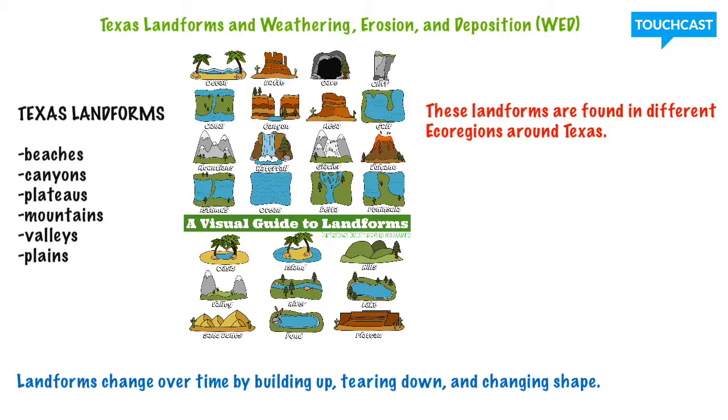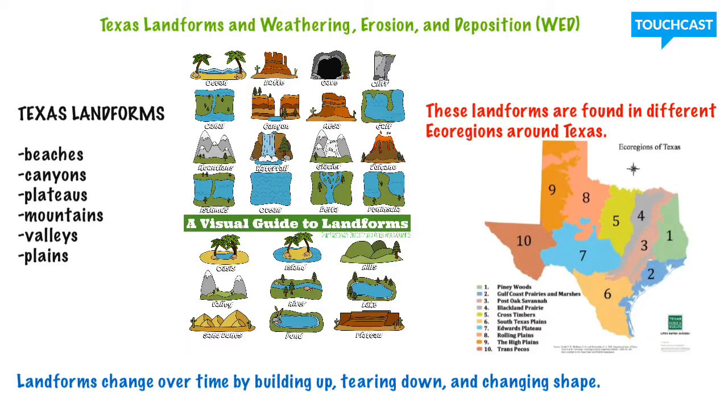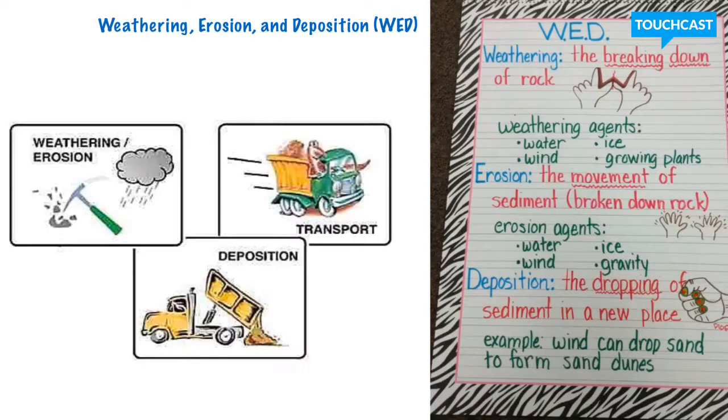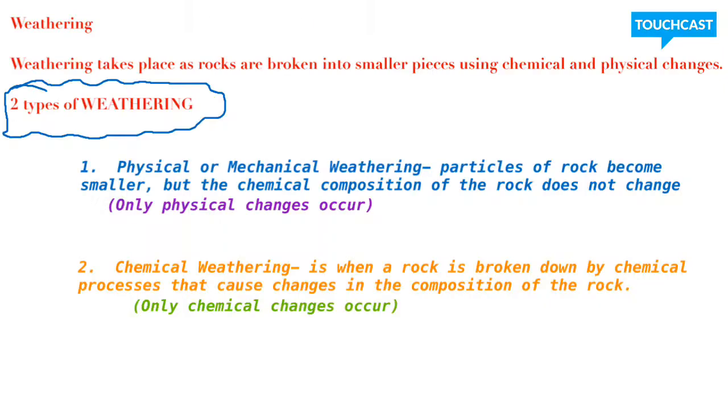And these landforms are found all over the world, but we're really going to focus on the ecoregions that we find in Texas. Here is a quick review of weathering, erosion, and deposition, or WED, on the right. And here's a great little infographic on the left giving you picture examples of what weathering, erosion, and deposition look like. Alright, how about an in-depth look at what weathering really is?